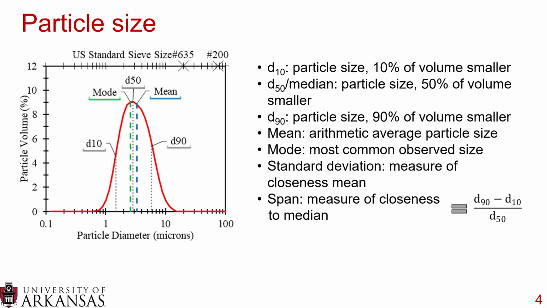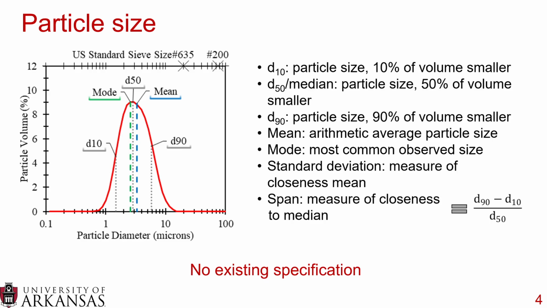Now we also have the width of the distribution, and you can quantify that by finding the standard deviation, which is the measure of closest to the mean, or the span, which is the measure of closest to the median. And the span can be defined as D90 minus D10 divided by D50. So those last two bullets there have to kind of do with the width of the distribution curve. And the first five bullets have to do with where along the particle diameter scale the curve is. So both very, very important ways to quantify your particle size and your particle size distribution.